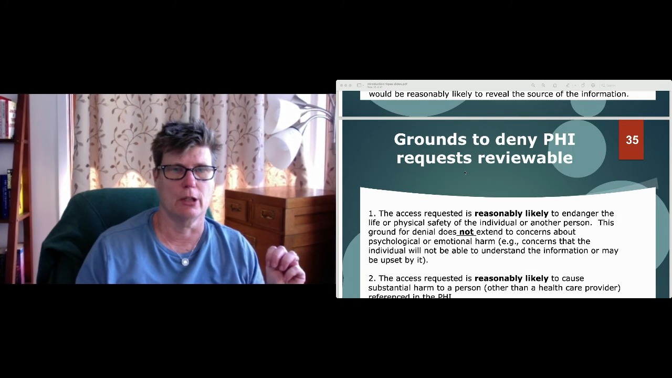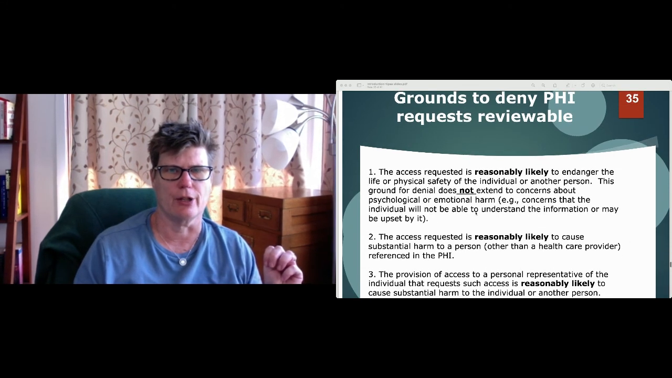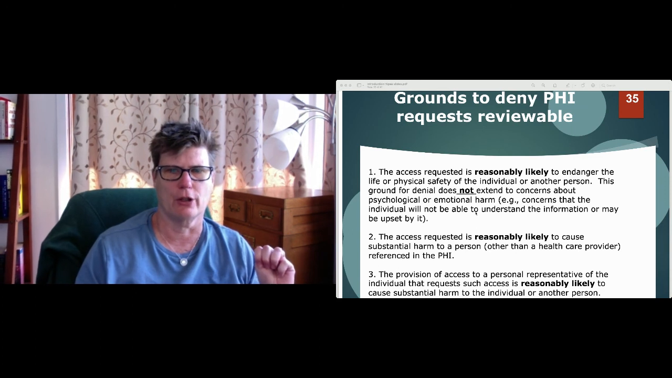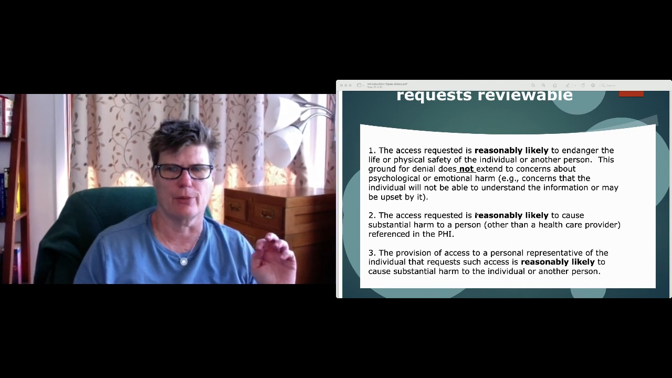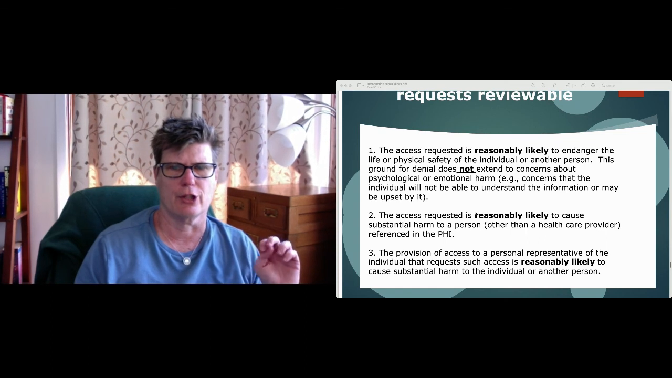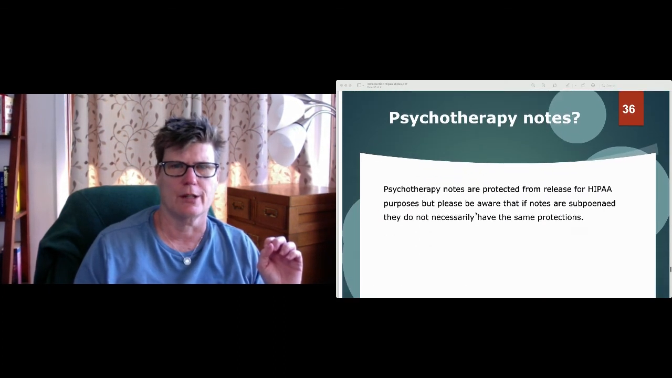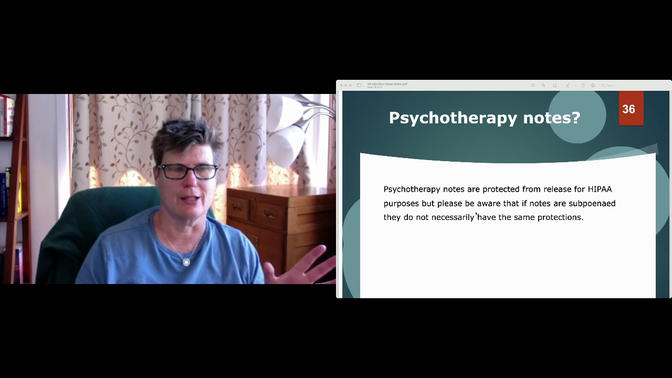The reviewable reasons you can deny PHI requests, but a client can appeal it, is if it's reasonably likely to endanger the life or physical safety of the individual or another person. It does not extend to concerns about psychological or emotional harm. The access requested is reasonably likely to cause substantial harm to a person. And the provision of access to a personal representative is reasonably likely to cause substantial harm. Psychotherapy notes, again, are protected from these releases, but they could still be subpoenaed, so that's a different issue.